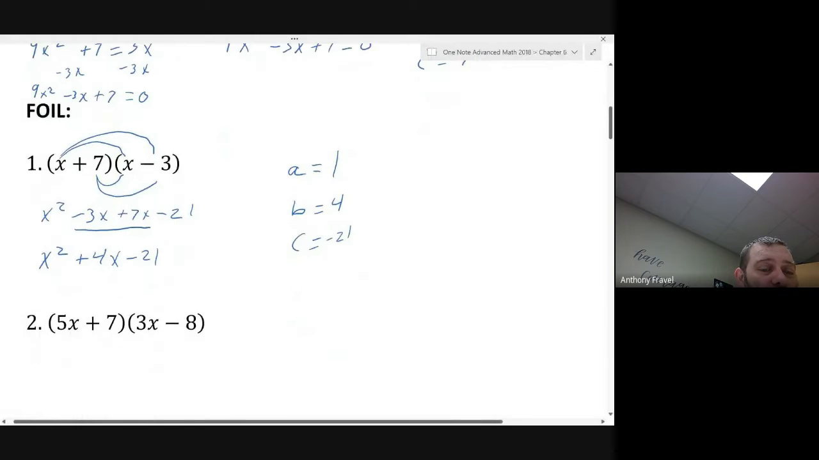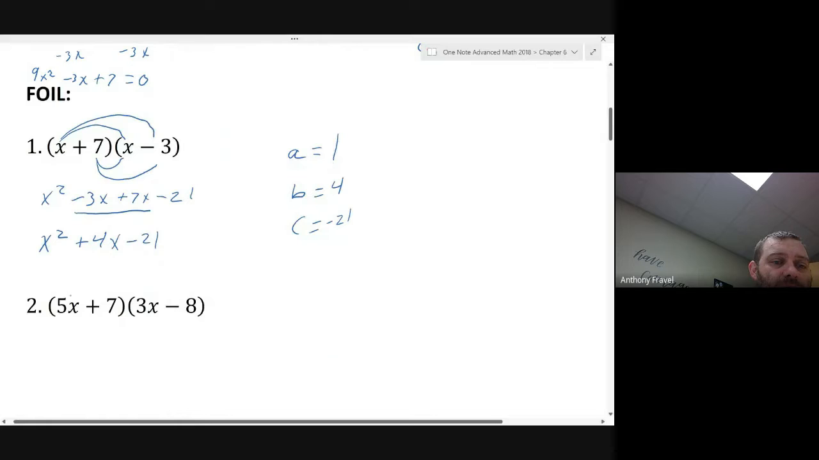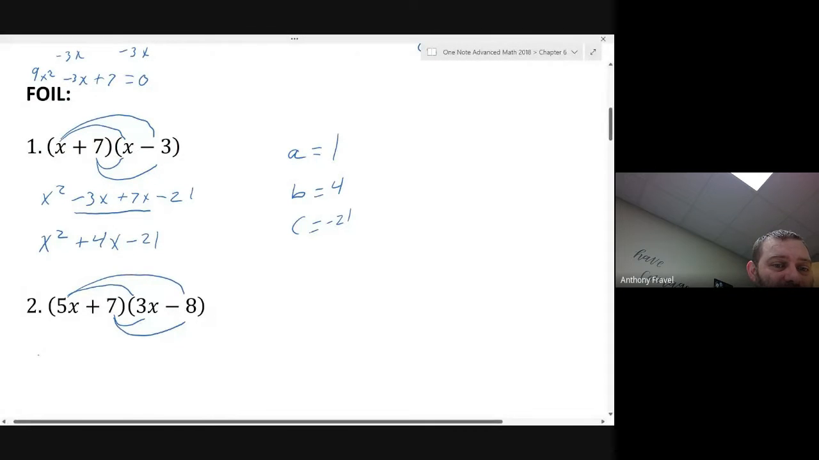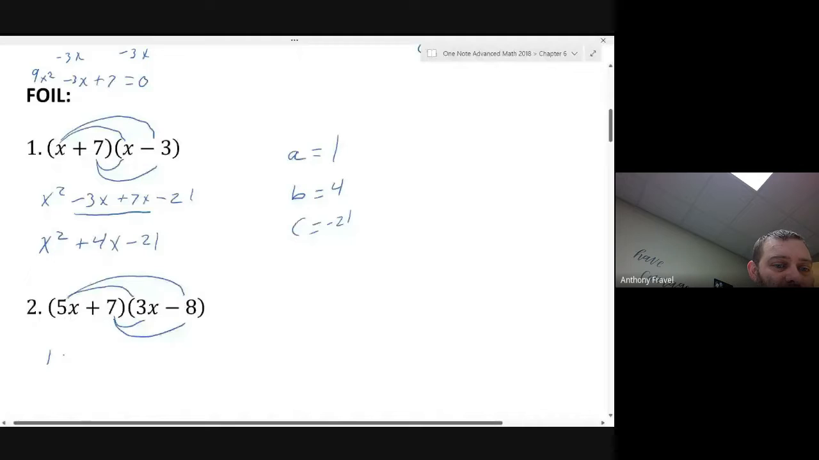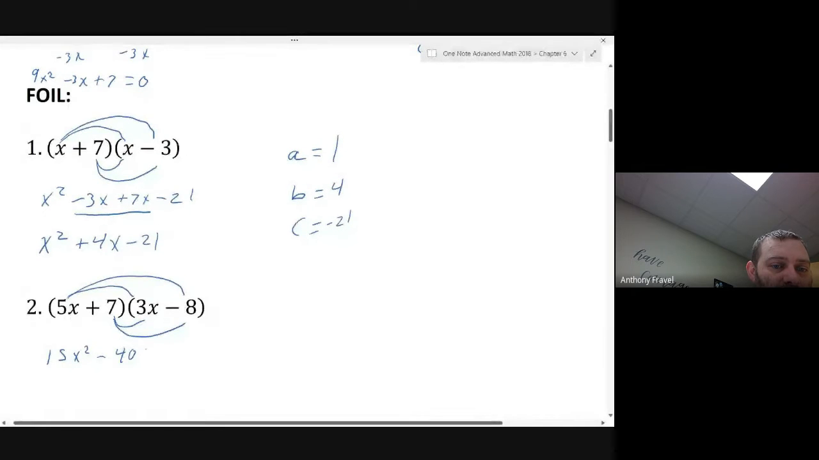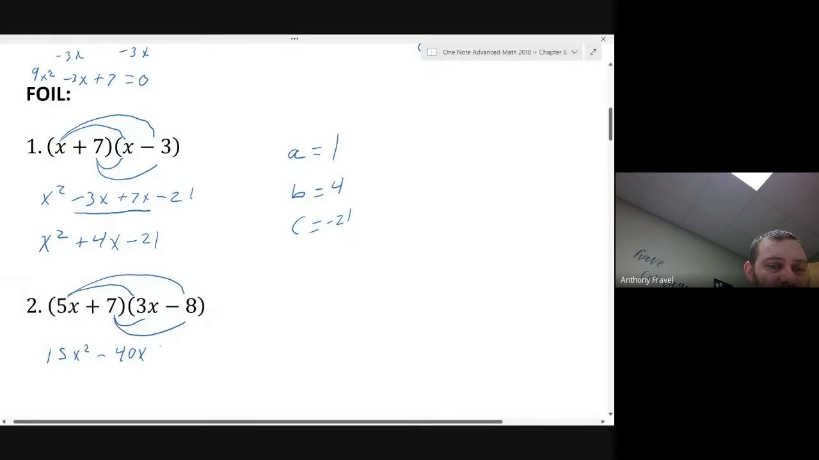All right, I'll do one more FOIL with you. Again, first, outsides, insides, and last. So I've got 5x times 3x. That gives me 15x squared, minus 5 times 8 is 40x. Now I've got 7 times positive 3, so plus 21x. And then 7 times 8, negative 56. I'm going to combine like terms.